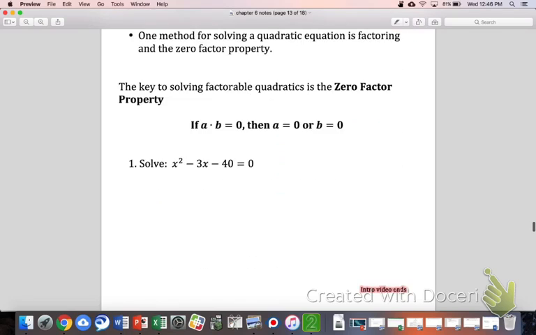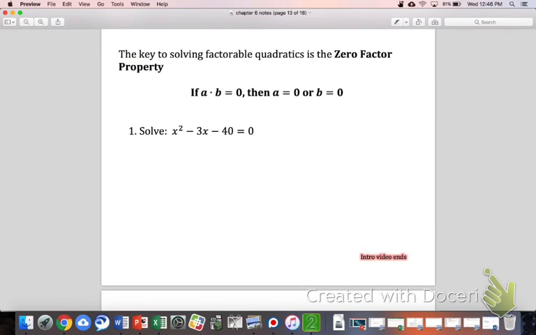So here is our example, number 1 right here. So here are the steps. Here's what we're going to do. We've got to be able to factor these in order to use this zero factor property. That's why it's called the zero factor property. We've got to have a product in order to do this. So you can see here we've got a nice quadratic equation, but it is not factored. It is just currently in standard form, ax squared plus bx plus c equals 0.